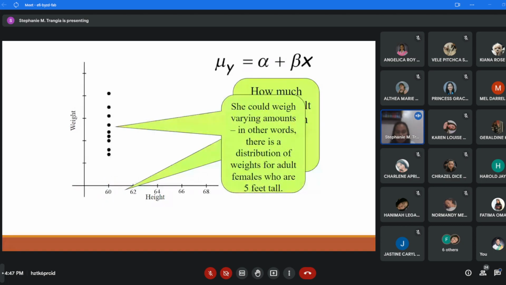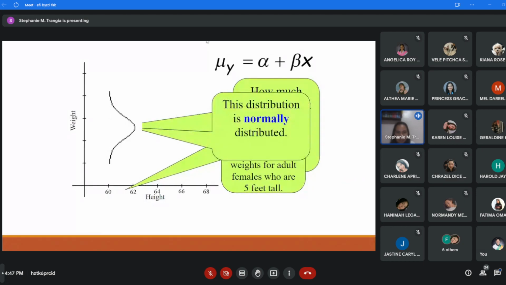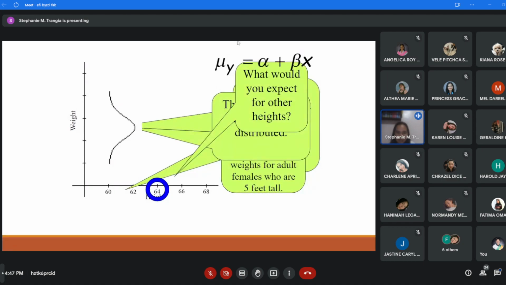So, a 60 inches tall person might weigh differently, di ba? Kung ang height na ako is 60, laylay yun na possibly akong weight. So, this distribution is normally distributed. So, what would you expect for other heights? So, kung 64 ang height, pila man po ang niyang possible weight? Kung 68, ano po niya ang possible weight, and it's a normal distribution.